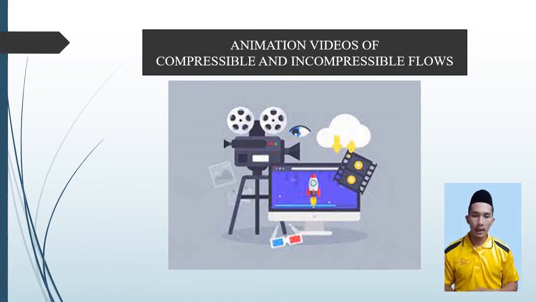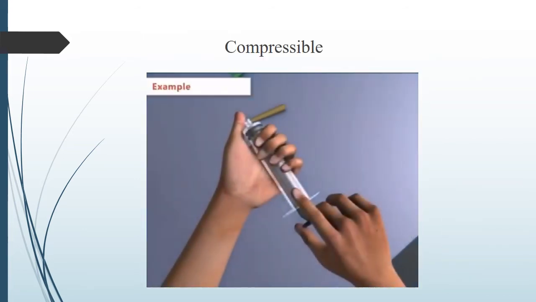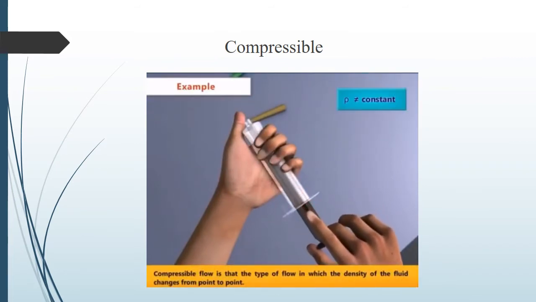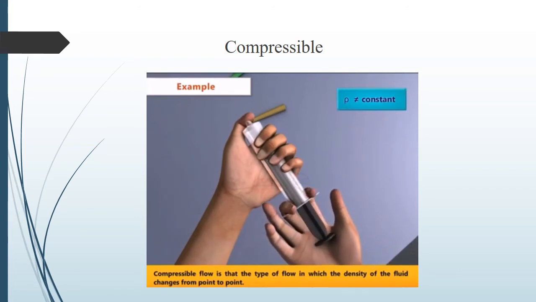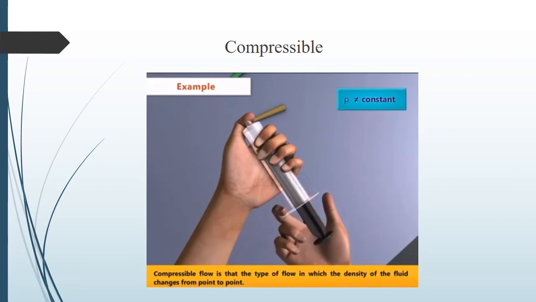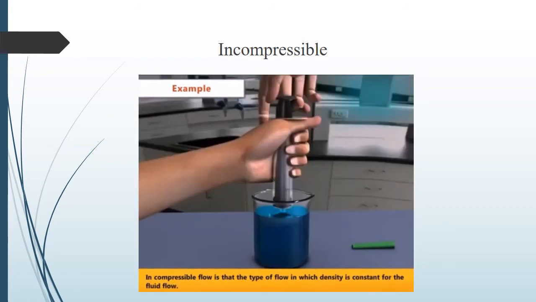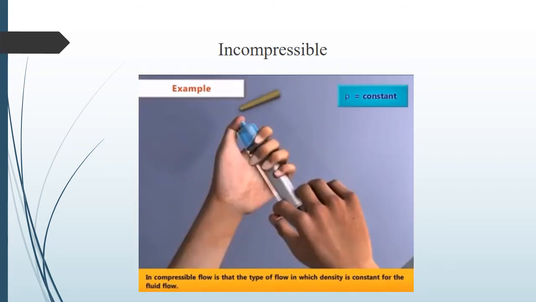Okay, besides that, I would like to show you the animation video of compressible and incompressible flow. So I hope this video can help you to understand better. Compressible flow is the type of flow in which the density of the fluid changes from point to point. Incompressible flow is the type of flow in which density is constant for the fluid flow.